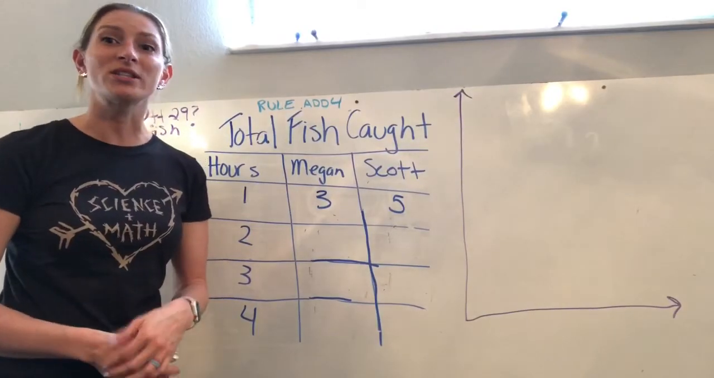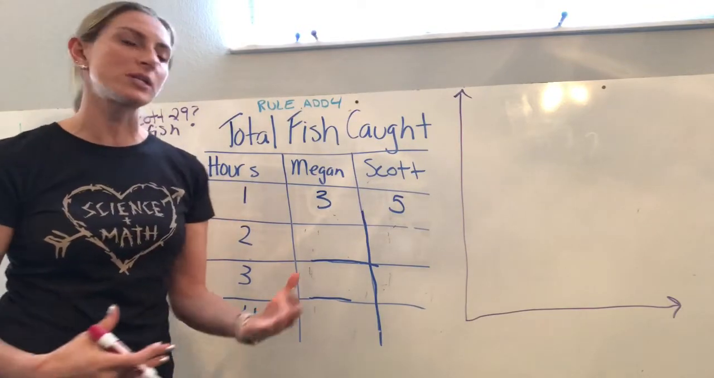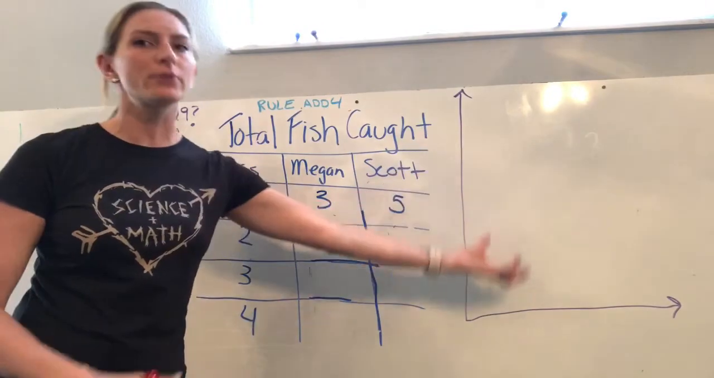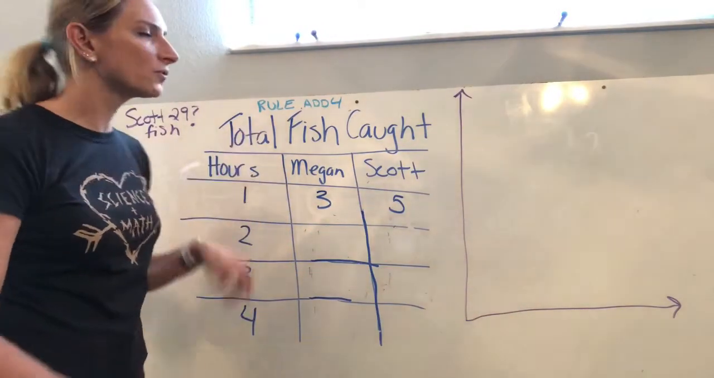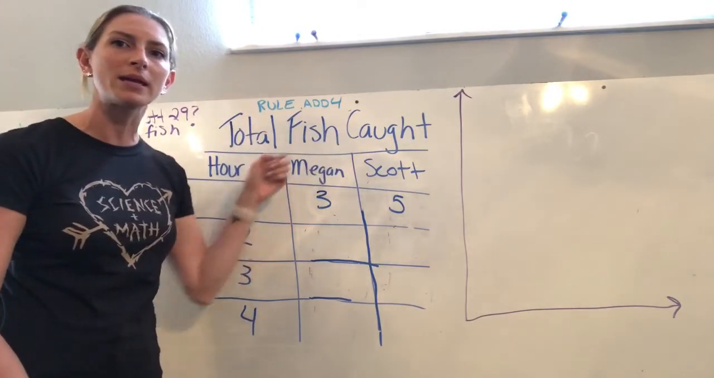Hey Math Stars, this lesson's going to be on topic 15, lesson 3. What I want to focus on is working a table with you, which we've done in previous lessons, but then bridging over to graphing it, which we haven't done together yet. So this is from your ICP packet. This is the problem that's talking about fish caught with Megan and Scott.